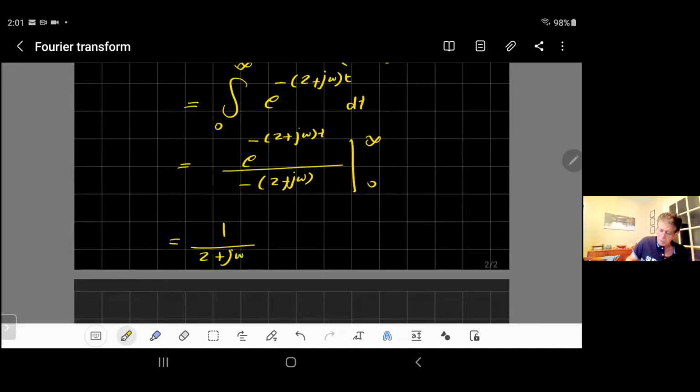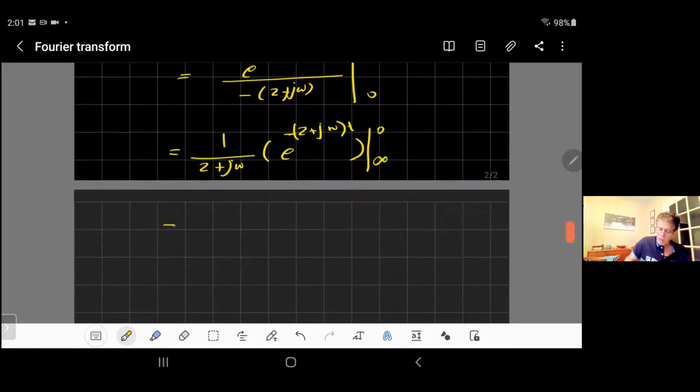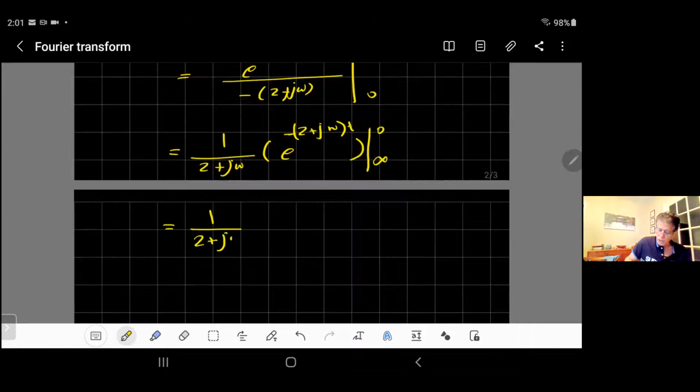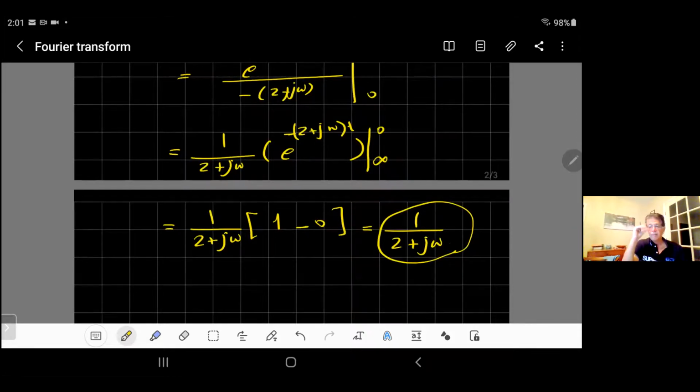I'm getting rid of this negative sign, so I have 1 over (2 + jω), and what's left here is e to the power of -(2 + jω) multiplied by t. I'm going to change the limit because I got rid of the negative sign. Now I will substitute. Put 0 here, e to the 0 is equal to 1, minus e to the minus infinity, which is equal to 0. It's done. So it's equal to 1 over (2 + jω). And you will find this value in a table because I give the Fourier transform of most common signals at the back of the handout as a reference for you.